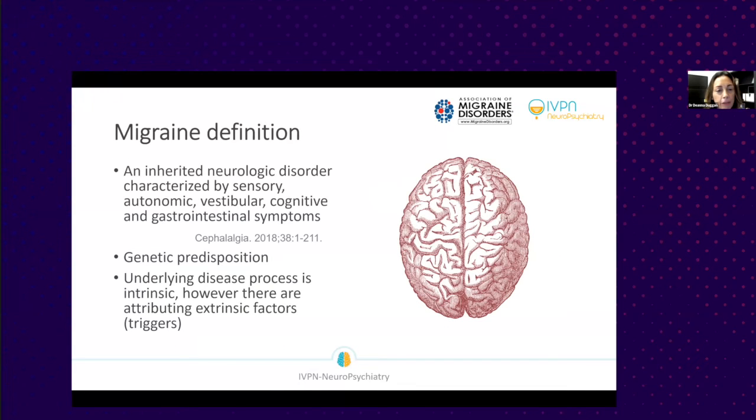So what is a migraine? We know it's an inherited neurologic disorder characterized by sensory, autonomic, vestibular, cognitive, and gastrointestinal symptoms. It's not just severe head pain. And I try to emphasize that there is a known genetic predisposition because there's a lot of families, especially when they have a younger child with migraines, who are understandably concerned about the prognosis and potential underlying pathology that may be harmful.